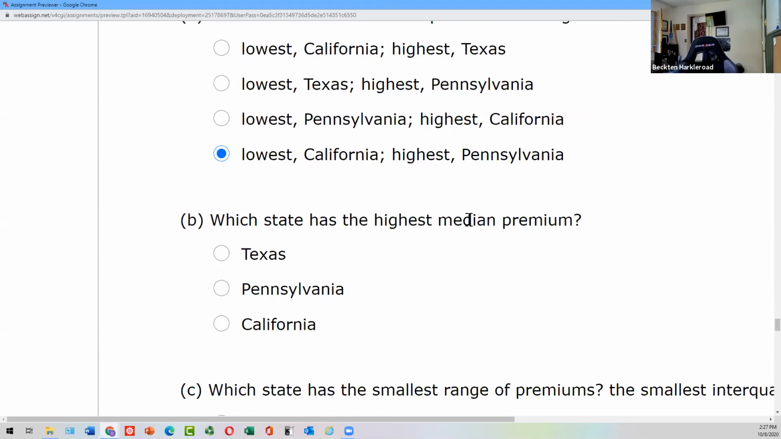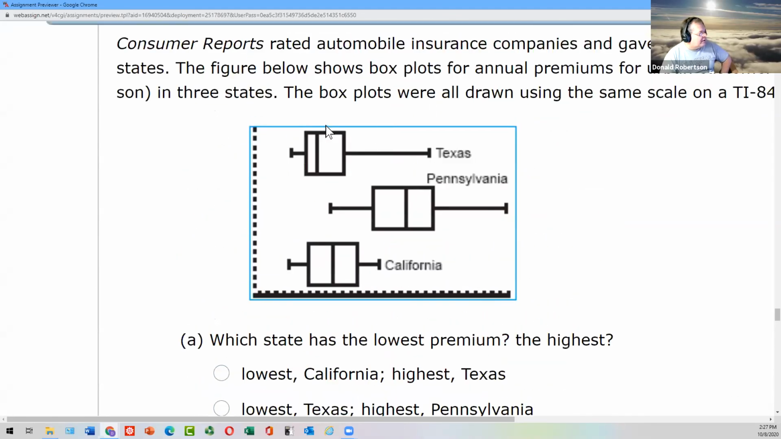So, back to our story about insurance premiums. Which state had the highest median premium? So if you go back here, isn't the median that line right in the middle of the box? And would you agree that Pennsylvania, if you call it winning, wins again? Which of those three states has the lowest median insurance premium? Which one of those three has the lowest median? Texas. Again.